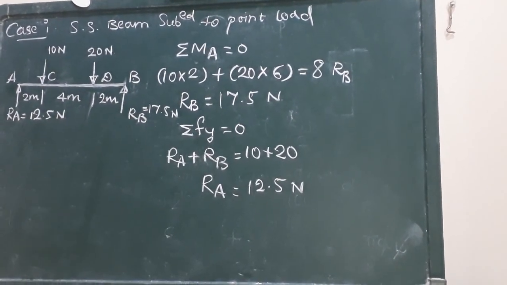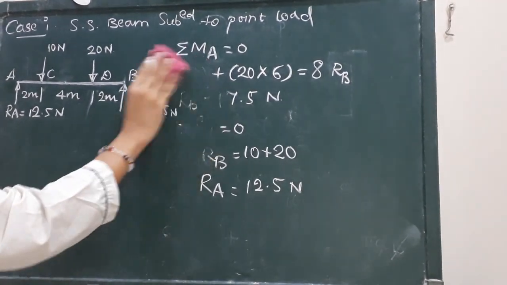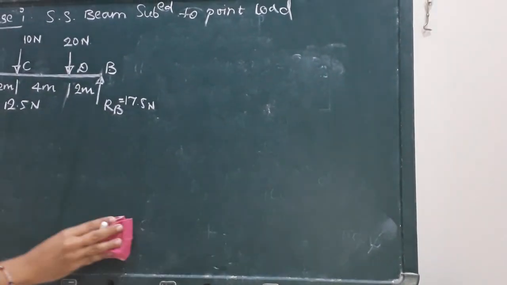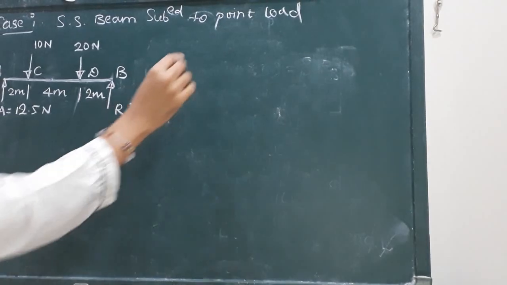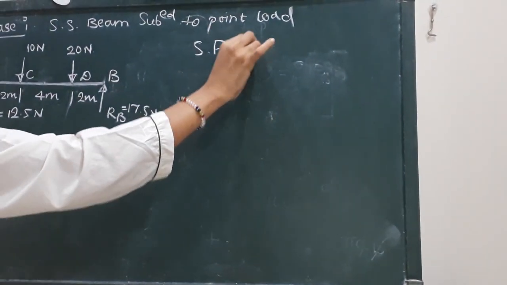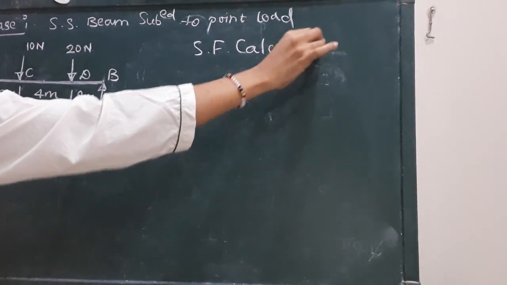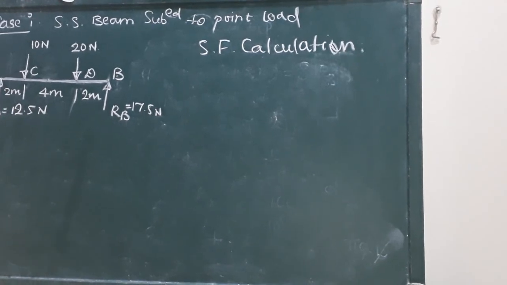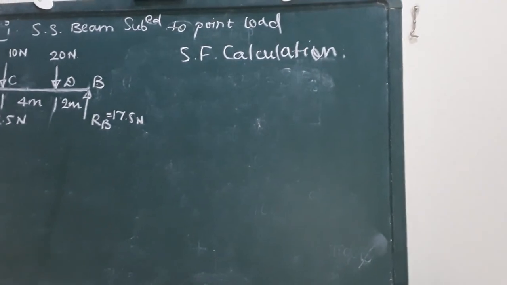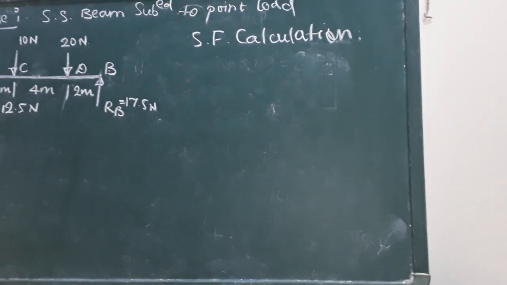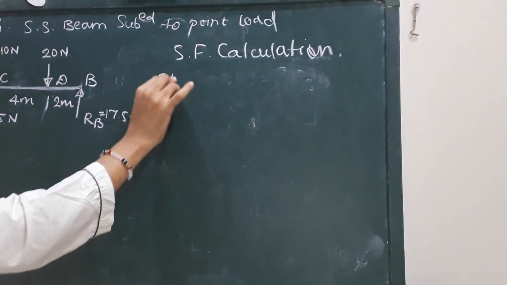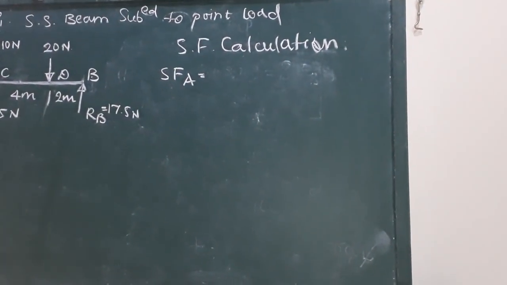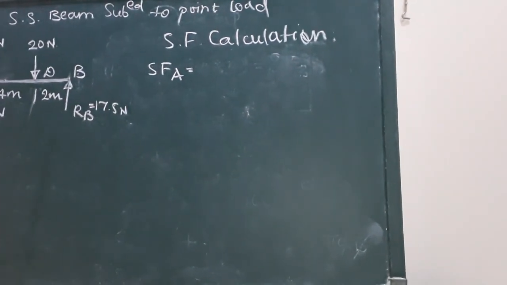Now we are starting with the shear force calculation. In case of shear force, what you have to do, just look at this. You have to assume a section. This section is an imaginary section. Suppose you need to calculate shear force at point A, right? So when I am assuming shear force at A, I am assuming the section just on the right of A.